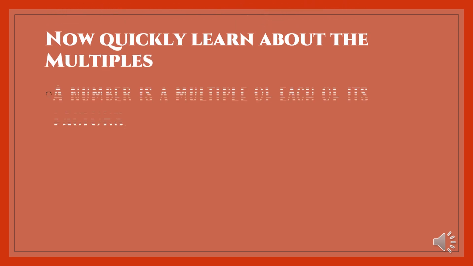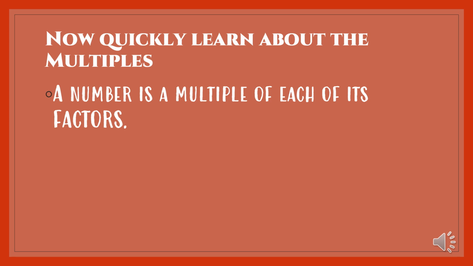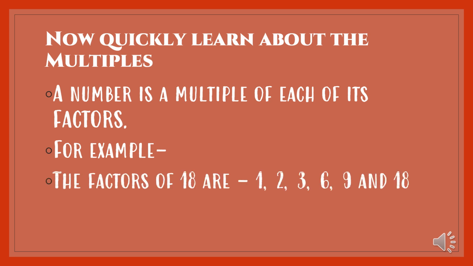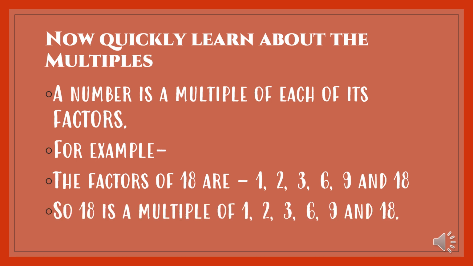So, after learning the concept of factor, now we will be moving towards multiples. So, now quickly learn about the multiples. A number is a multiple of each of its factors. For example, the factors of 18 are 1, 2, 3, 6, 9 and 18. Like 2 times 9 will be 18, or 3 times 6 will be 18. So 18 is a multiple of 1, 2, 3, 6, 9 and 18.